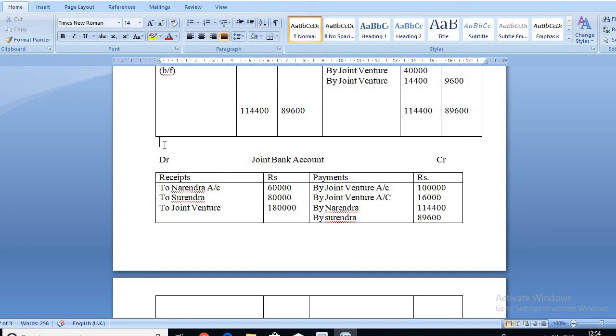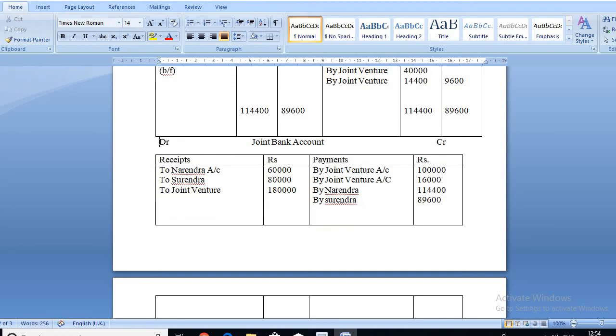Now make balance of this joint bank account. The joint bank will get a balance of rupees 3,20,000 on both sides. This is 3,20,000. Here the joint bank account is balanced. No balancing figure has come. If the joint bank account balances, then the problem you have done is correct.